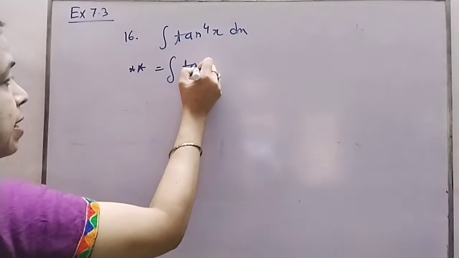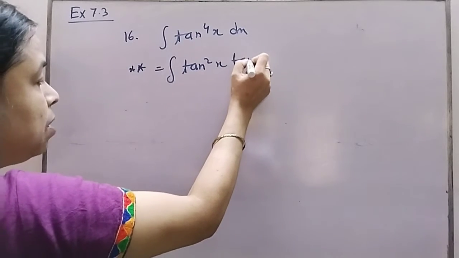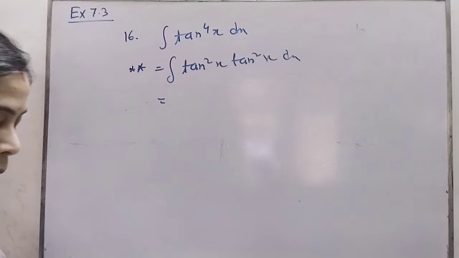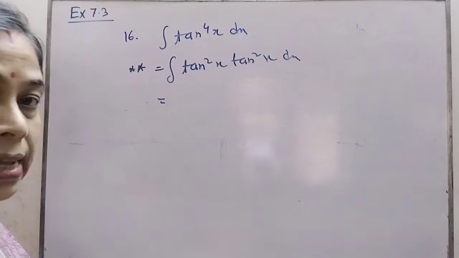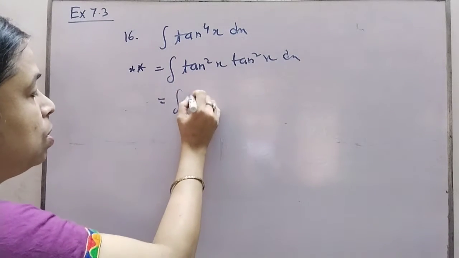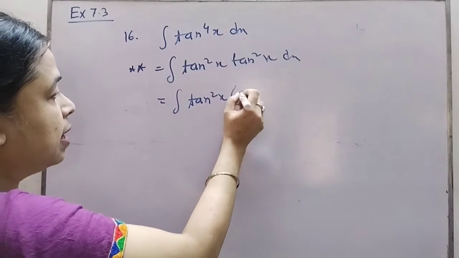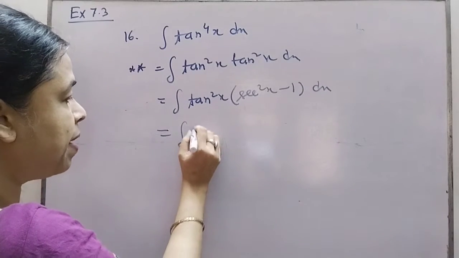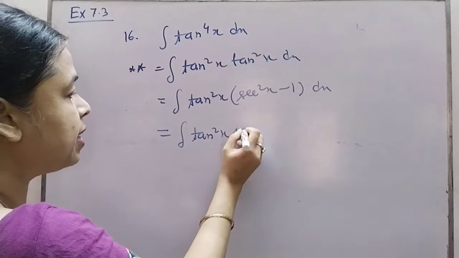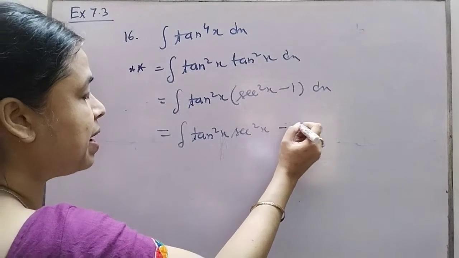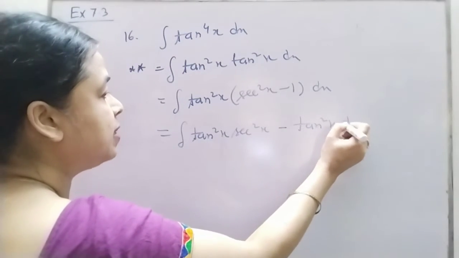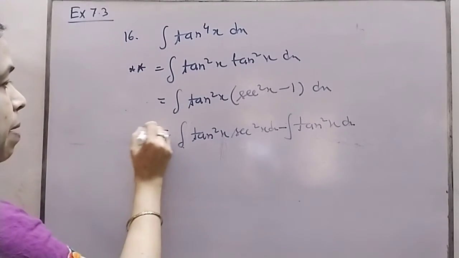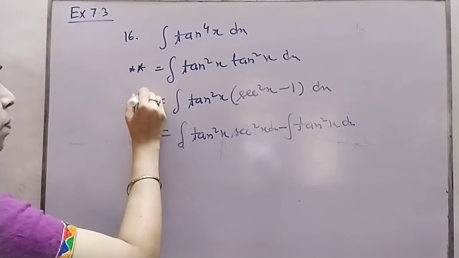I'm going to write it as tan square x into tan square x dx, so that I can separate one tan square x as sec square x minus 1. So tan square x times sec square x minus 1 dx. When I open the bracket, it becomes tan square x sec square x minus tan square x dx. I can separate it into two integrals also. This step you have to remember.